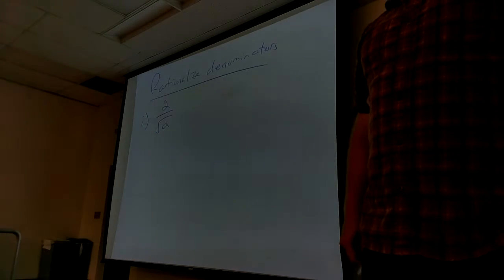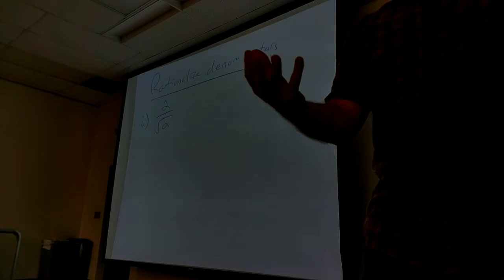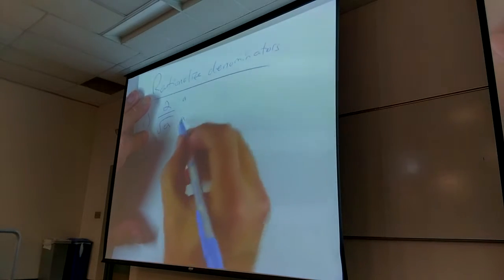Another a. So what do I multiply top and bottom by? I don't multiply top and bottom by a. Why wouldn't that do anything for me? Can I put these together? No. So of course I've got to multiply top and bottom by square root of a.